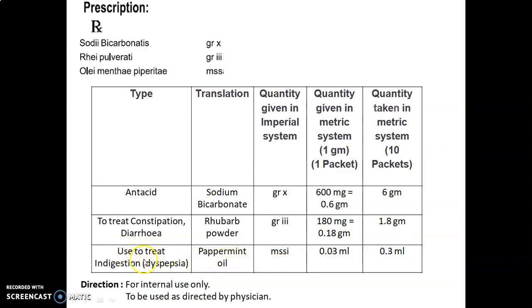Peppermint oil, used to treat indigestion, that is dyspepsia. Quantity given in the imperial system is minim half, that is Roman 1. So quantity in the metric system for preparing 1 gram or 1 packet is 0.03 ml, and quantity taken in the metric system to prepare 10 packets, 10 gram, is 0.3 ml. Direction: for internal use only, to be used as directed by the physician.